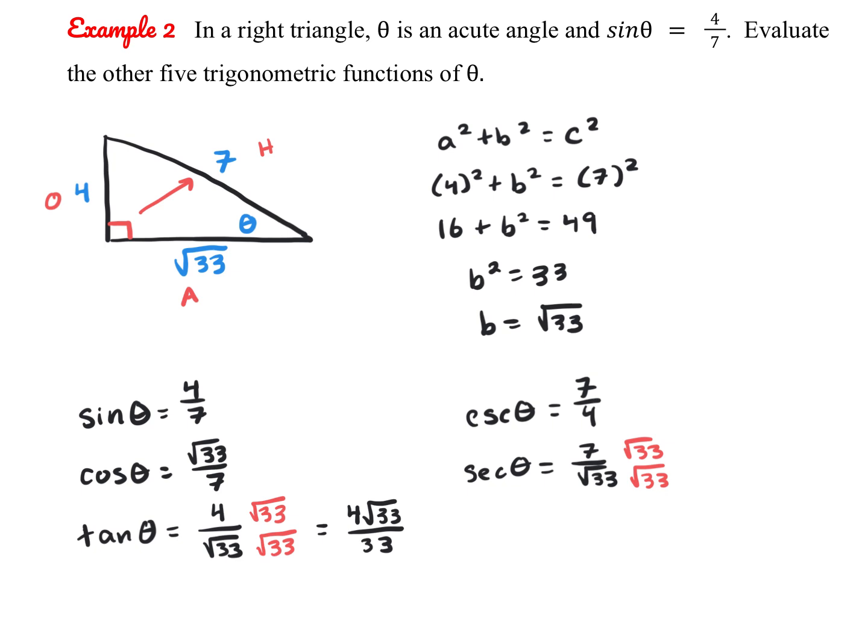So we get 7 root 33 over 33. And for cotangent, I'm going to take the reciprocal of the original ratio I wrote, which just gives me root 33 over 4. So I don't actually need to rationalize that one. So there I have found the other 5 trig ratios.